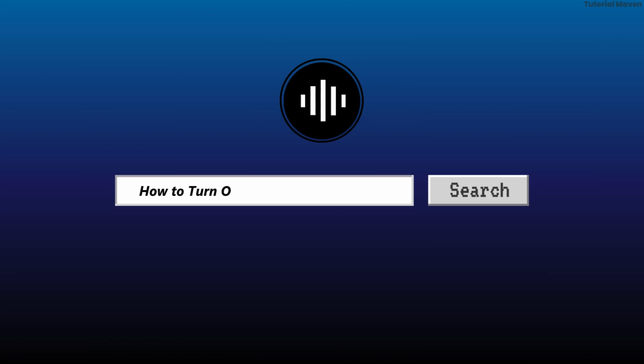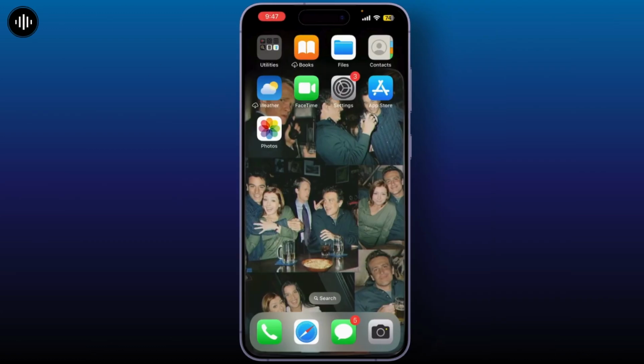How to turn off the orange dot on your iPhone. If you've noticed the little orange dot appearing at the top of your iPhone, you might be wondering what it is and how to turn it off. The orange dot indicates that an app is using your microphone, but if you want to disable it, I'm going to show you how to do it in today's video.